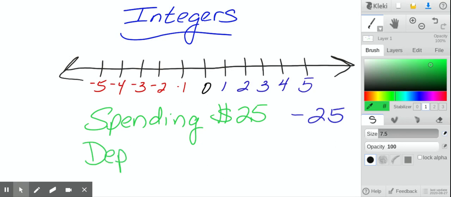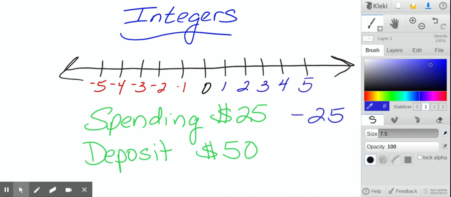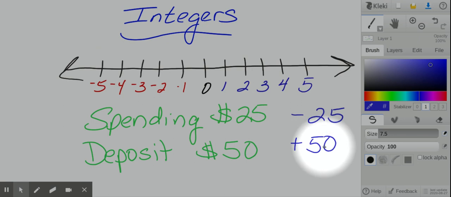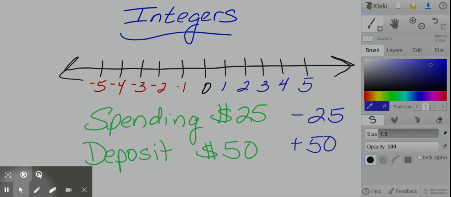Now, let's say we are depositing money into our bank account. So we are going to deposit, let's say, $50. So if you are depositing money into your bank account, that means you are putting money into your bank account. Would we represent that as a positive 50 or a negative 50? Well, we're putting money into our savings account, right? So we are saving money, and we are going to represent that as a positive 50. Now, typically when you see positive integers, you will not see a positive symbol in front. You will just see the number itself because they mean the same thing. So typically you wouldn't even see this positive sign here.